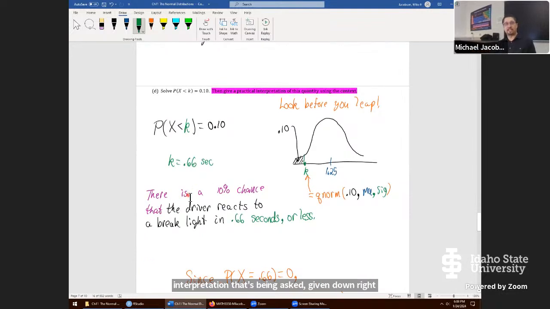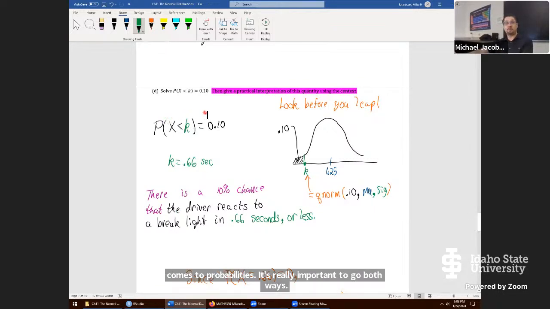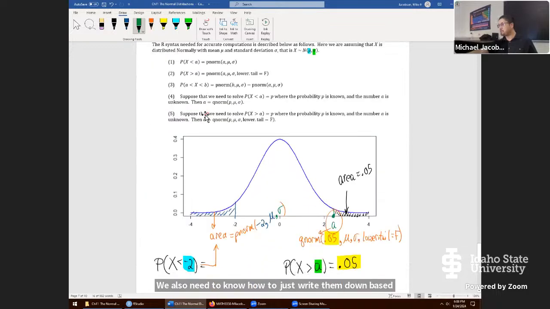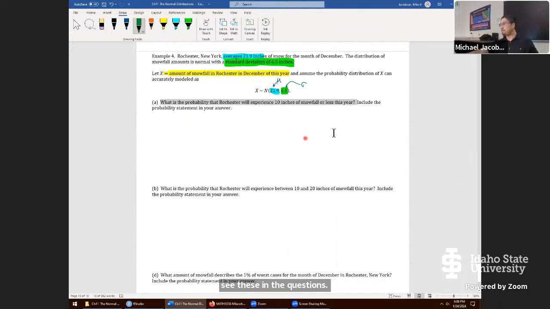The purpose of doing it backwards like this is, when it comes to probabilities, it's really important to go both ways. These statements contain a lot of value, they're important, so we need to know what they mean and read them out. We also need to know how to just write them down based on what the question is asking us. So sometimes you'll see these in the questions. The other times they're gone, there's no probability statement. So there'll be an ask for writing in that probability statement, just for that extra practice. The graph is always optional, but after the probability statement, that's probably where I would start next.